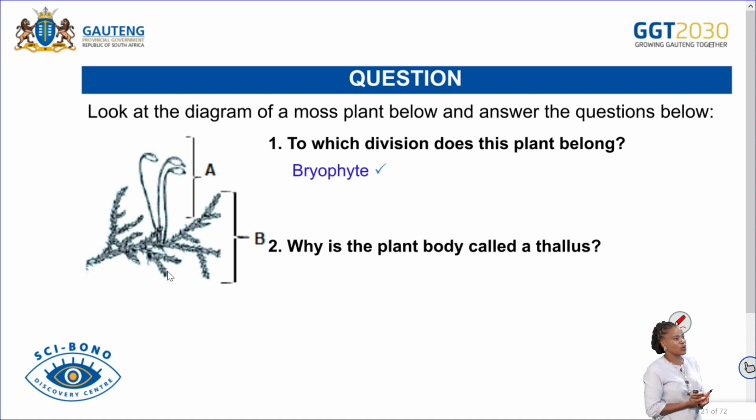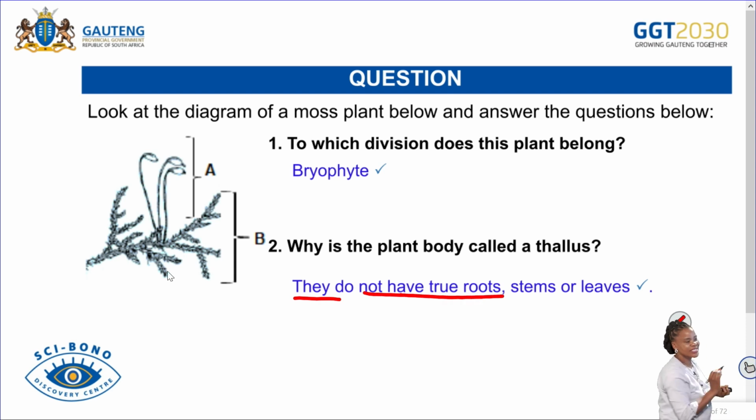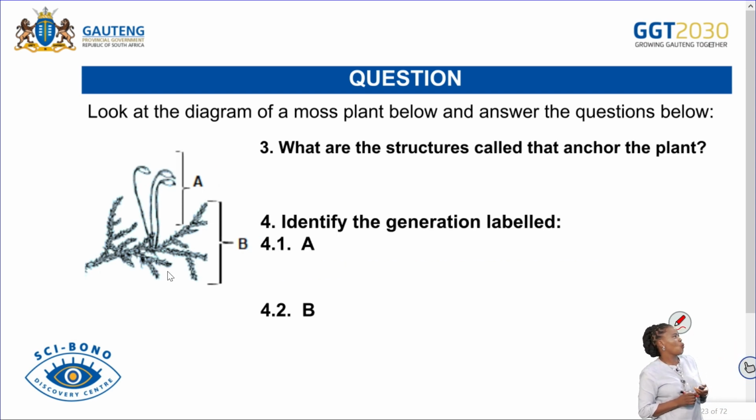Why is the plant body called thallus? It is called thallus because it does not have true roots, it does not have true stems, and it does not have true leaves. That's why it is called a thallus body. What are the structures called that anchor the plant? Those structures are called the rhizoids, not the roots.